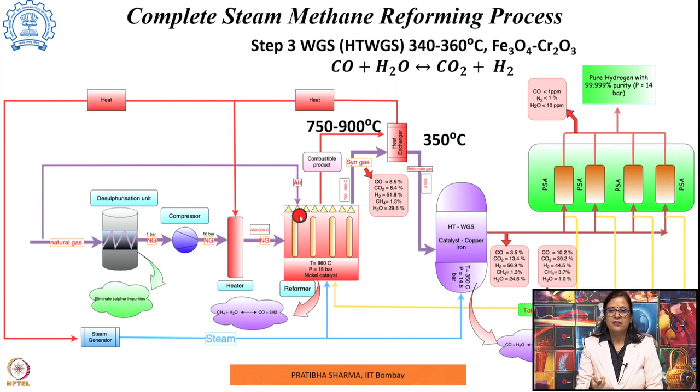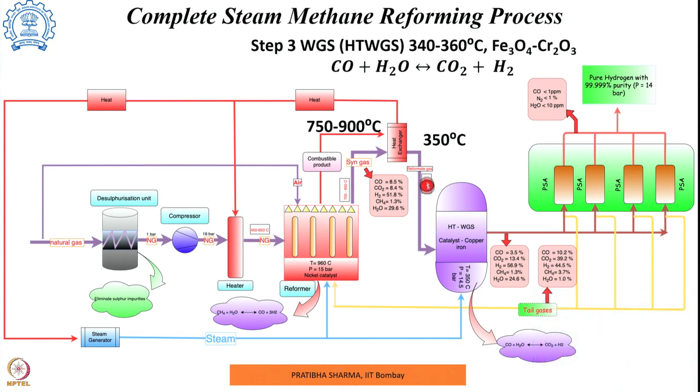However, the syngas obtained from the steam methane reformer is at a temperature of around 750 to 900 degrees centigrade, and the required temperature for the water gas shift reaction is approximately 350 degrees centigrade. It has to be cooled down from 750 to 900 to 350 degrees centigrade, and that much heat is removed and can be utilized for steam generation.